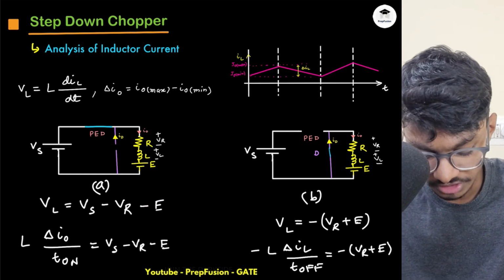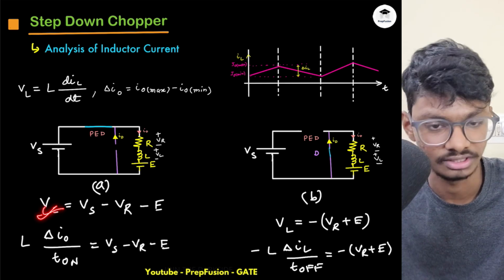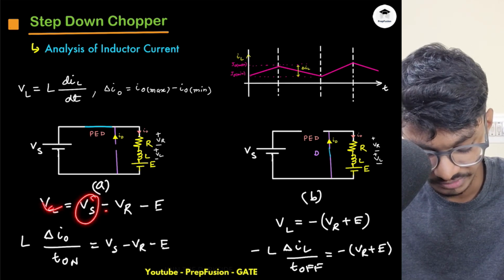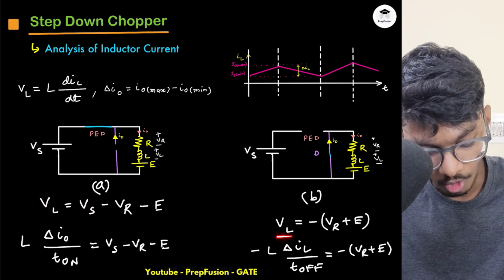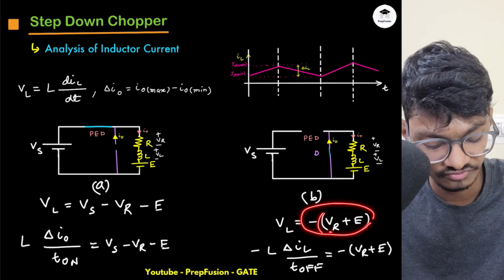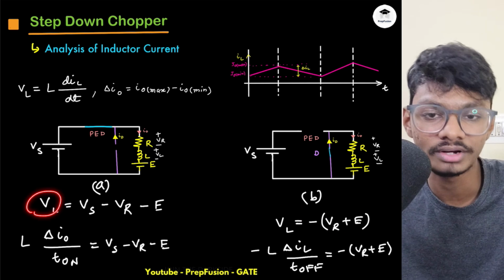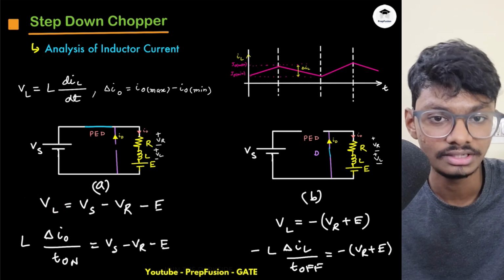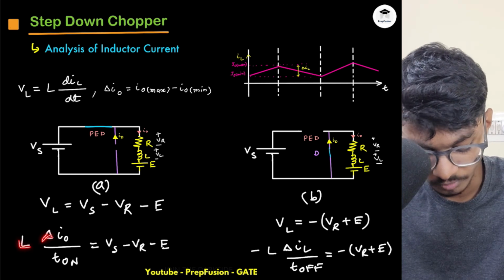What is the expression? When the chopper is on, what is my voltage across the inductor? The voltage across the inductor is Vs minus Vr minus E. And when the chopper is off, the voltage across the inductor is minus Vr minus E. Now one thing I know is how the voltage across the inductor is related to current. It is basically L times change in current. So I can write L times delta IO by T on.